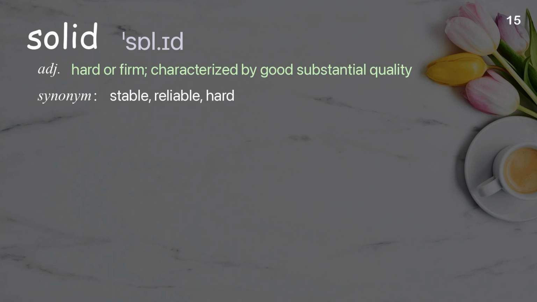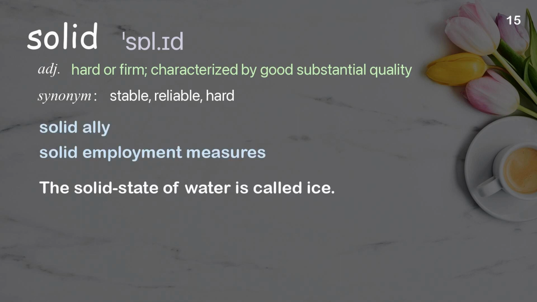Solid. Hard or firm, characterized by good substantial quality. Examples: Solid ally, solid employment measures. The solid state of water is called ice.